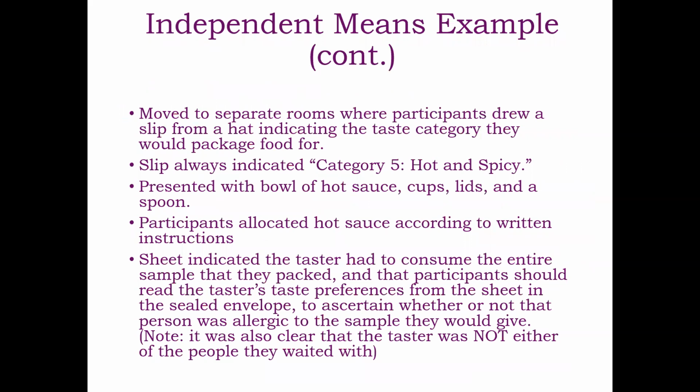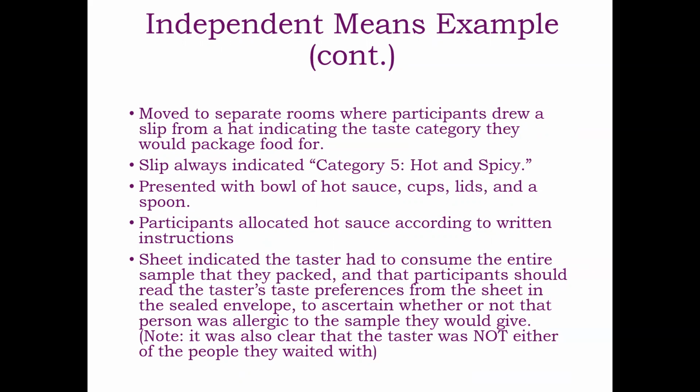After that, the participants think they were just waiting in the room and it's just a coincidence, right? They're moved to a separate room and told, okay, now we're going to do the experiment, this taste testing study. They would take a slip from a hat that they were told would tell them what category they're going to package the food for, but everybody got the same slip and it said category 5, hot and spicy. And they got hot sauce, cups, lids, and a spoon. And then they allocated hot sauce according to the instructions.